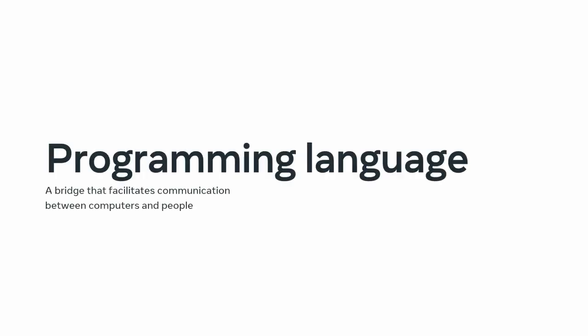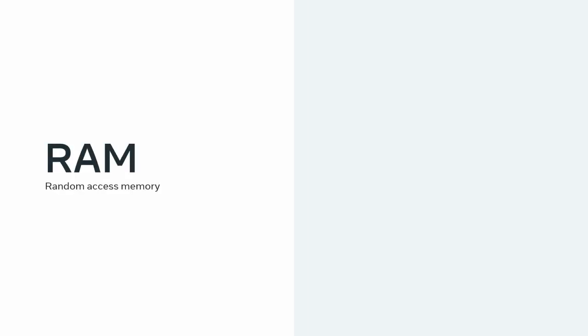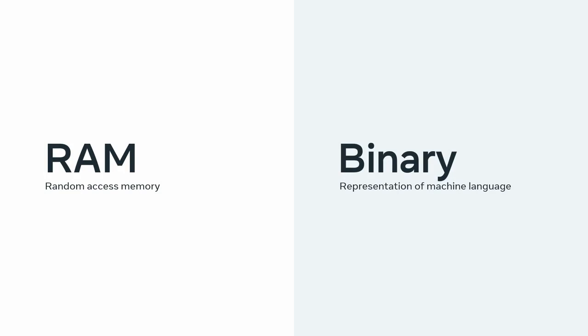A programming language is sort of like a bridge that we use to facilitate communication between computers and people. For a computer to understand a programming language, it needs to save it somewhere in its random access memory, RAM, or on a disk, in binary code, which is represented by a series of zeros and ones. The binary code is a representation of machine language that a computer can understand. All of the zeros and ones in binary language represent electrical switches. Finally, a computer's central processing unit, or CPU, can comprehend these binary electrical signals and update itself accordingly.